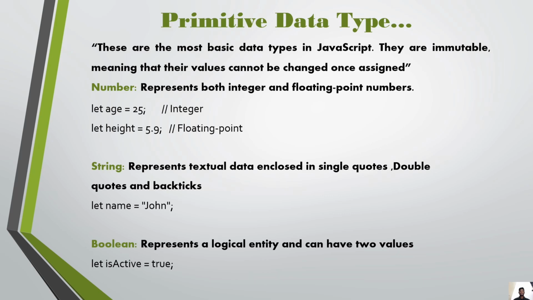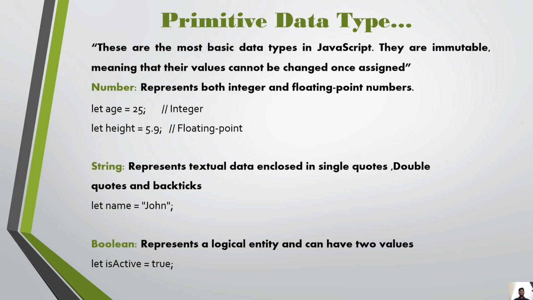Second one, string, represents textual data enclosed in single quotes, double quotes and backticks. Let name equal to John. String and character are both different. String is a sentence, word, or name. Character is A, B, C, D. They are both different.